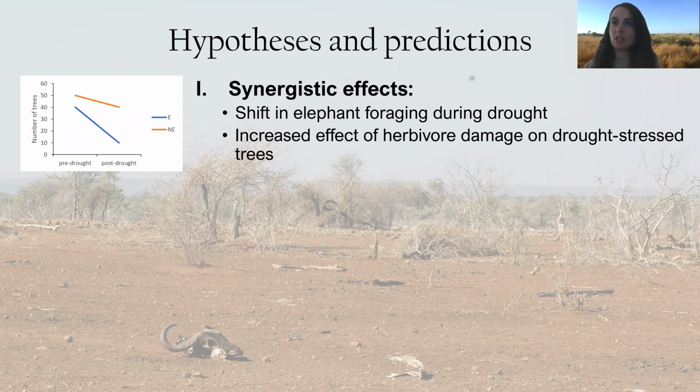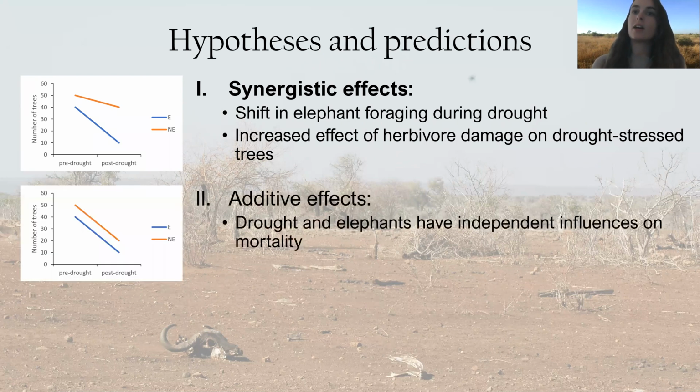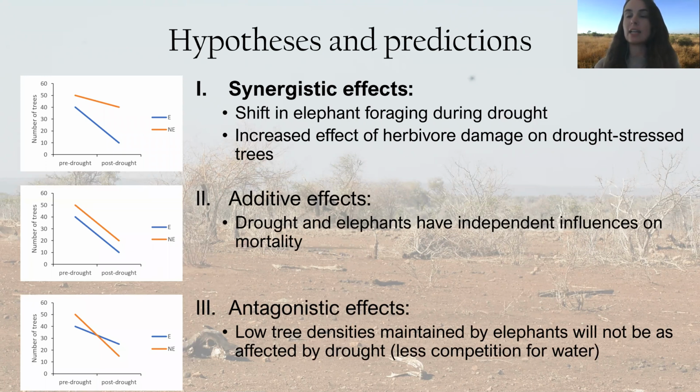We expected to see a synergistic effect of elephants and drought, where both would lead to large tree mortality. But when combined, the effect would be greater than expected because of a shift in elephant foraging to include more woody material during a drought when grass is less available, and increased vulnerability to herbivore damage for these drought-stressed trees. Alternatively, we could see additive effects if drought and elephants have independent influences on these trees, or antagonistic effects if drought or elephants reduce the impact of the other stressor on these trees.